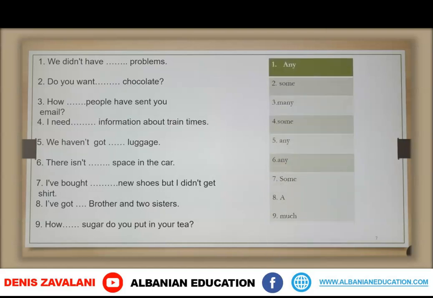So, the first one, we didn't have any problems. 2, do you want some chocolate? 3, how many people have sent you email? 4, I need some information about train times. 5, we haven't got any luggage. 6, there isn't any space in the car. 7, I've got some new shoes, but I didn't get any shirts. 8, I've got a brother and 2 sisters. 9, how much sugar do you put in your tea?